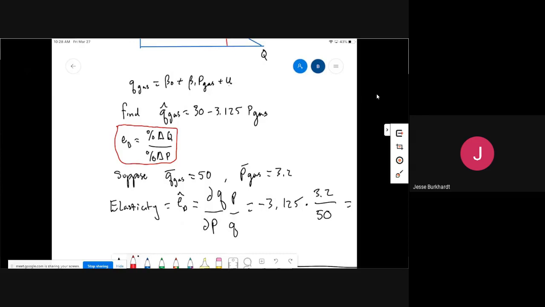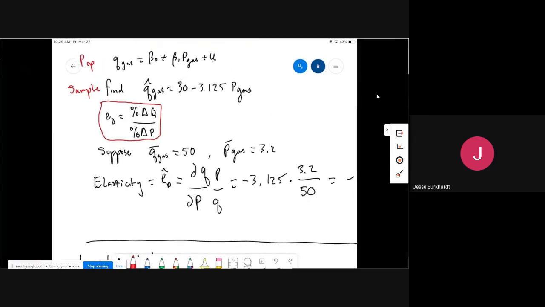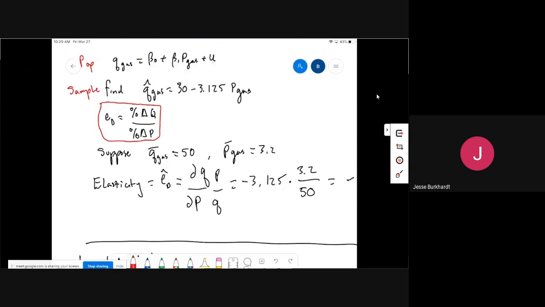So we're estimating a gasoline demand curve. The population function is here, and the sample is here. The sample regression is here: Q hat gas equals 30 minus 3.125 P gas. So the coefficient estimate beta 1 hat is negative 3.125. Now we have an elasticity formula down here.